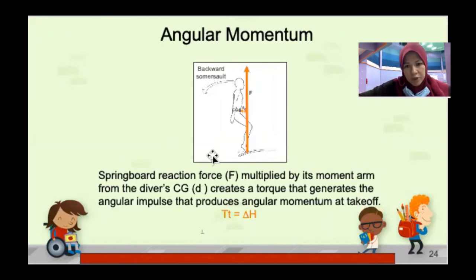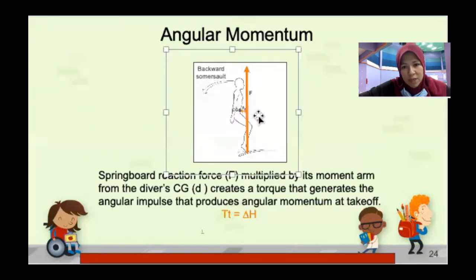Springboard tu akan bagi impact of forces and multiplied by the moment arm from the diver's center of gravity. Okay, which is the diameter will be there. And creates a torque that generates the angular impulse that produces angular momentum at takeoff. Okay. So dalam ni berlakunya CG from the axis, the diameters daripada ni kan. Lepas tu bila dia guna springboard ni akan adanya kehadiran reaction of forces. Dan bila dia somersault ni, dia akan tuck in adalah nanti moment of inertia and also the angular momentum. Okay.